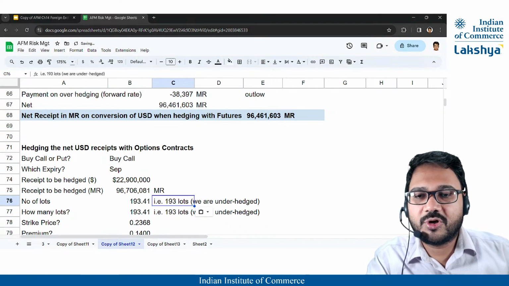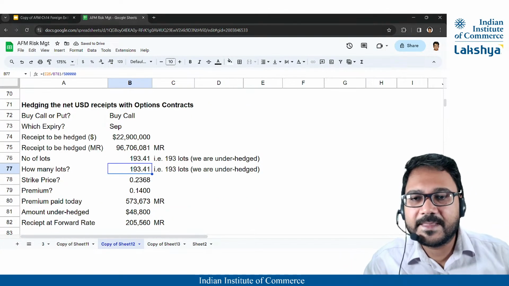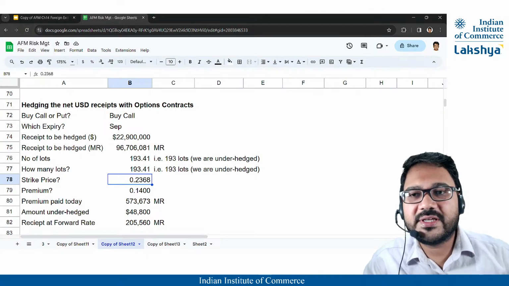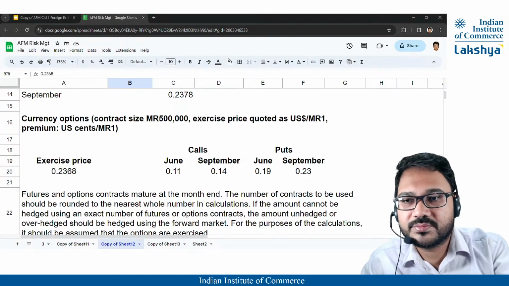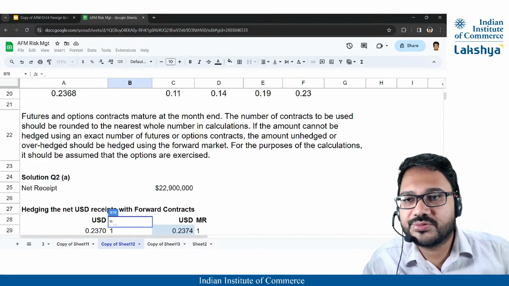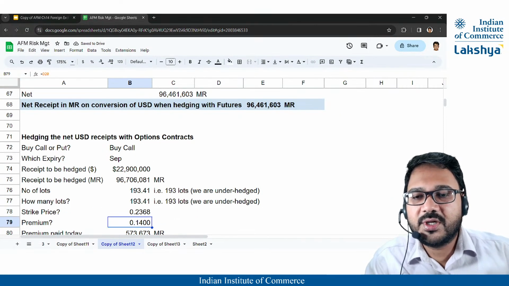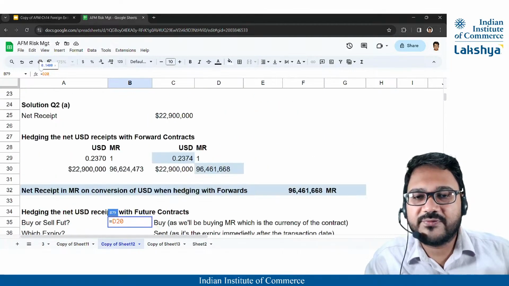Or you can do it directly. With practice, you can start doing all these things directly. So the strike price is 0.2368. It's already given in the question, so we pick this up from the question, 0.2368. The premium we have also picked up from the question, 0.14.